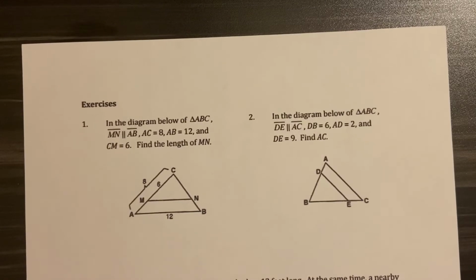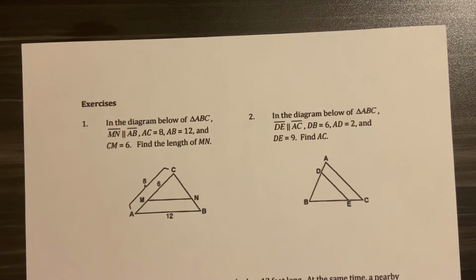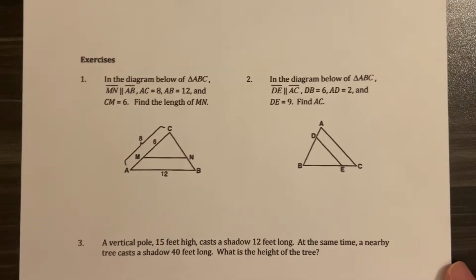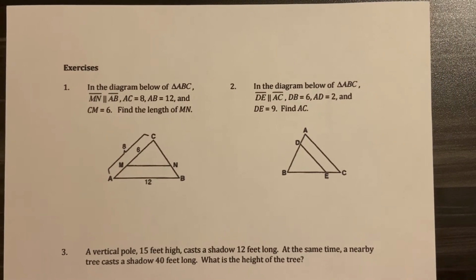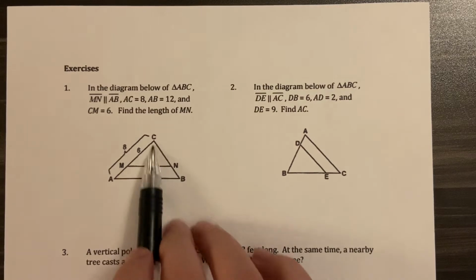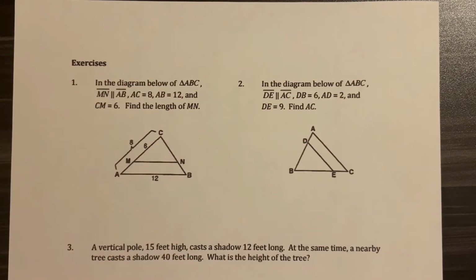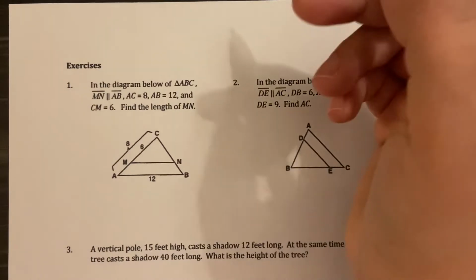Okay. Now, number 1 on the exercises is an example of where you cannot use the side splitter theorem. Okay, can't do it, and it's because now they're not giving you CN and NB. So this is super important. The only way that you can solve this question is by drawing the triangle separately.